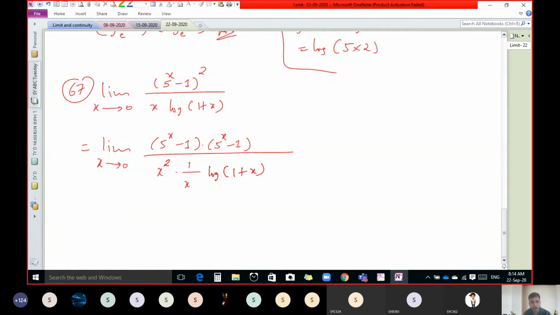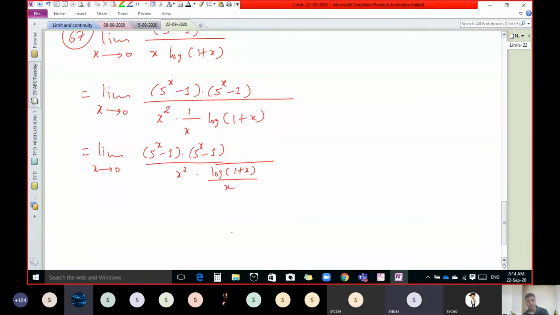Now the question is why we have to do like this. See, you can write this like 5 raised to x minus 1 into 5 raised to x minus 1 upon x square into, you can write this as log 1 plus x upon x. Is it true?